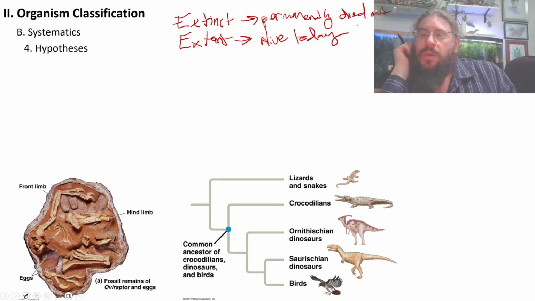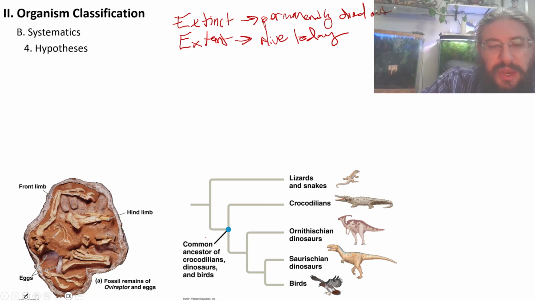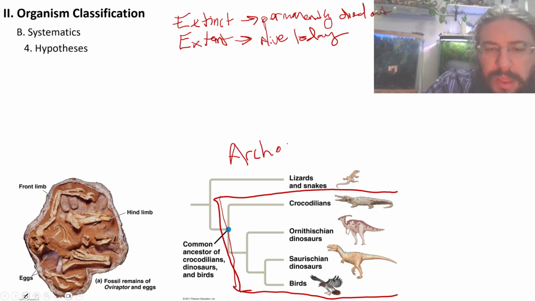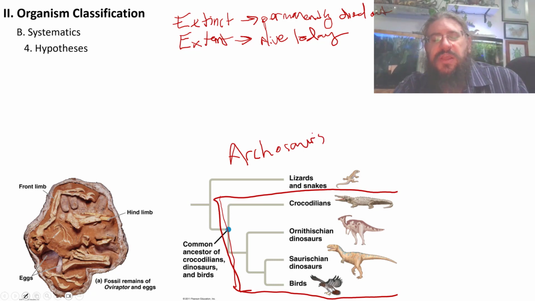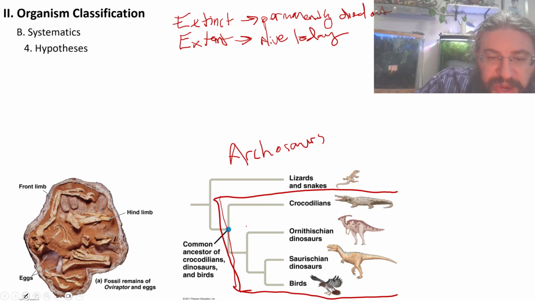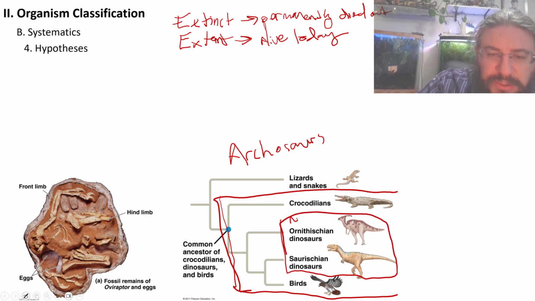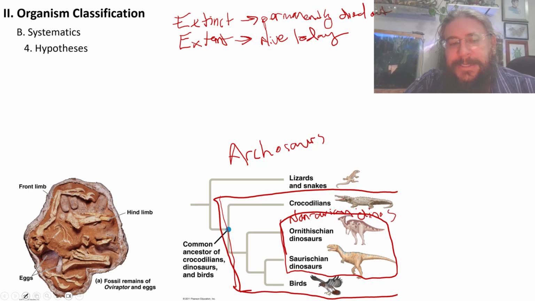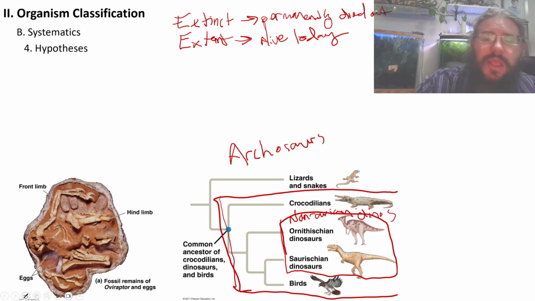Okay, so we can create a phylogenetic tree, and here's a node, and our node includes the archosaurs. And we want to predict features of the non-avian dinosaurs. We've got a problem. The non-avian dinosaurs are all extinct, right? There's no such thing as a living non-avian dinosaur. The only living dinosaurs are the avian dinosaurs.